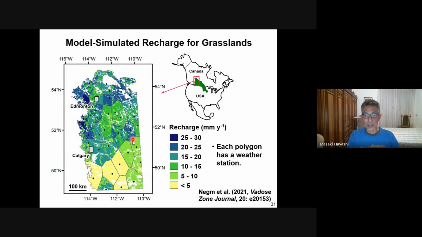And this is an example showing the regional scale simulation over the entire prairie region in our province. So you get an average recharge value of less than 5 millimeters in the drier southern part of the province to 25 to 30 millimeters per year in the wetter northern part.